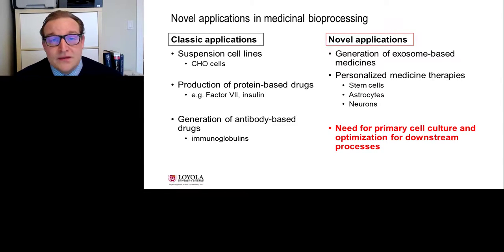However, new advances in the research and science have led to novel applications that require bioprocessing applications. One such example is a generation of exosome-based medicines, and I'll talk a little bit about exosomes in the next couple of slides. This includes also personalized medicine therapies that rely on stem cells, as well as other specialized cell types, such as astrocytes and neurons. So we see a need for primary cell culture and the following optimization for downstream processes.